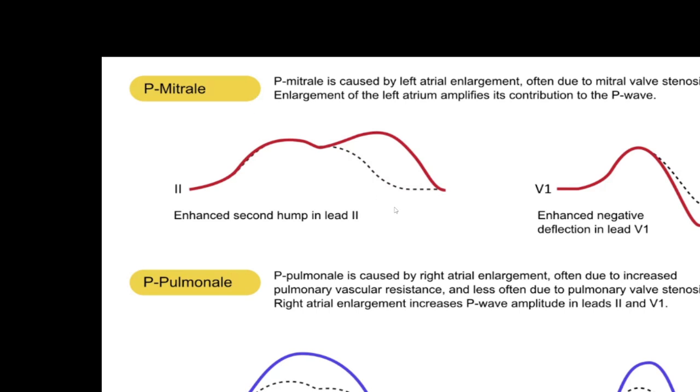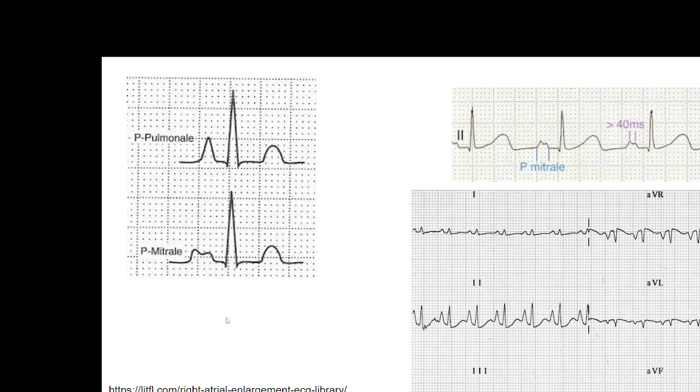Atrial enlargement is often difficult to make out clinically. Ventricular enlargement can easily be made out clinically by either palpation or auscultation, whereas atrial enlargement is often difficult to identify clinically, and hence the ECG pattern of the P wave is quite important. In a P pulmonale, the P wave is quite prominent, and particularly in lead 2 and V1 leads, the P wave amplitude is quite high. Such a condition is considered P pulmonale, which is due to right atrial enlargement. The typical presentations would be P pulmonale and P mitrale, where it will be biphasic.